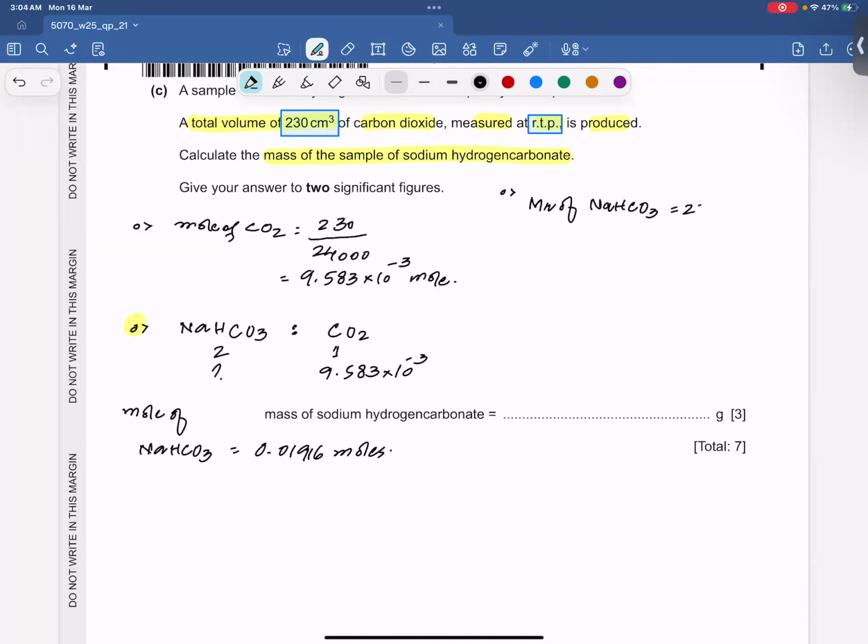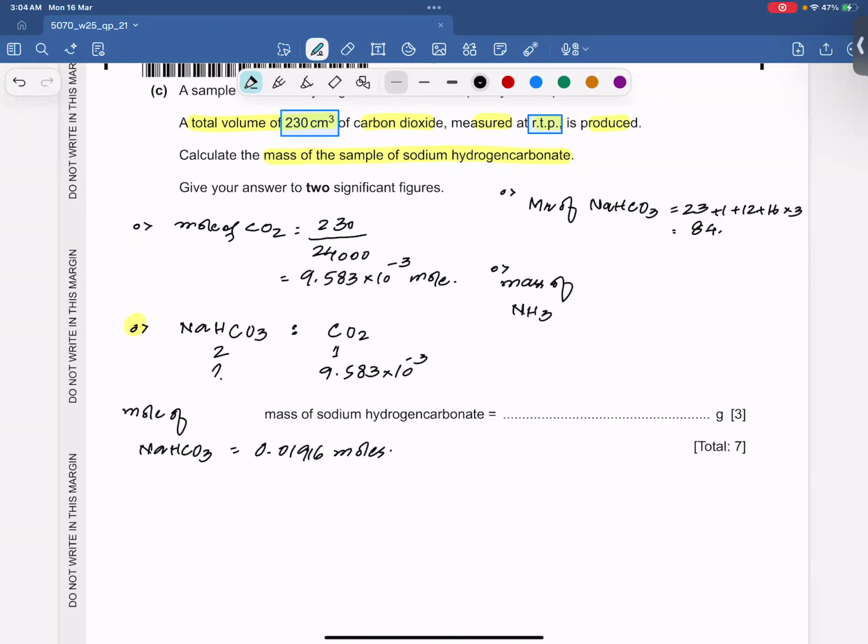Sodium has a relative atomic mass of 23, hydrogen is 1, carbon is 12, oxygen is 16. We have 3 oxygen atoms, so 16 times 3 plus 12 plus 1 plus 23 is going to be 84. Now I can find the mass of sodium hydrogen carbonate.